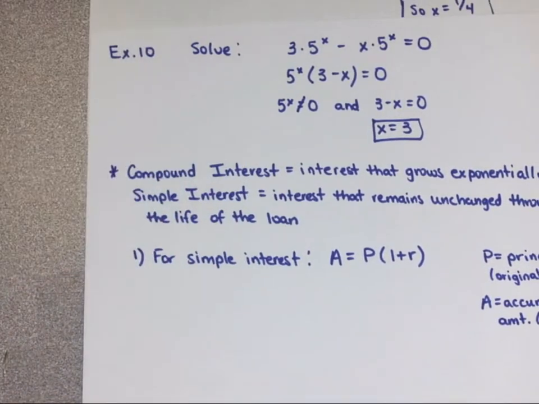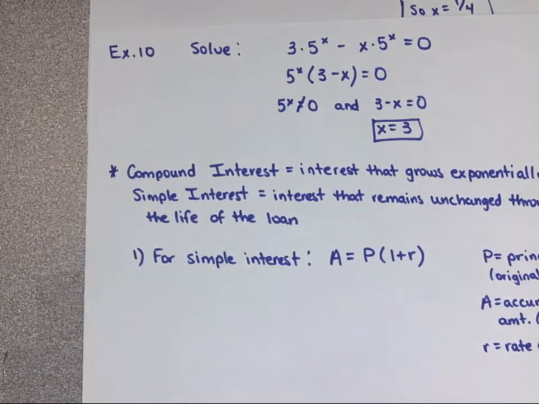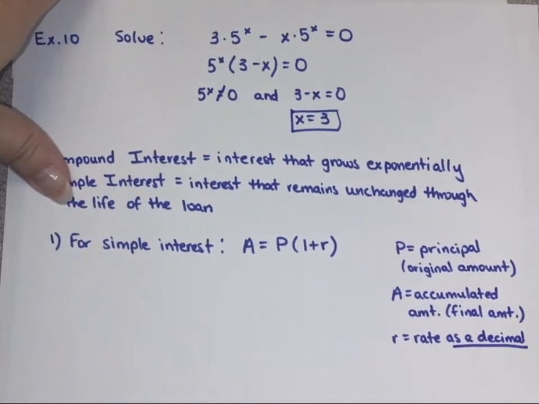What do you think R is? R is rate. Okay. The important thing to know is it's rate as a decimal. So how do we change percentages? Because usually our interest rates will be given to us as a percentage. So how do we change percentages to decimals? Move the decimal place how many times? 2. Okay.